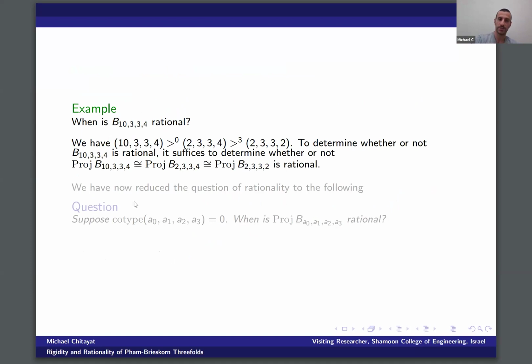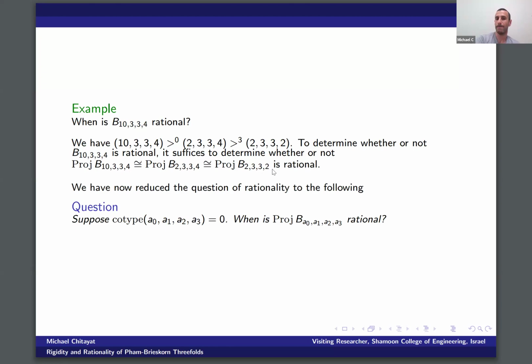So here's an example of us doing this in practice. So when is B_10334 rational? So 10334 is greater than 2334, which in turn is greater than 2332. And so to determine whether B_10334 or Spec B_10334 is rational, it suffices to determine whether Proj B_10334 is rational by the first lemma. And this is isomorphic to this, which in turn is isomorphic to this. And so it suffices to determine whether Proj 2332 is rational. And so in this way, we can always do this. And in this way, we've reduced our rationality question to the following one.